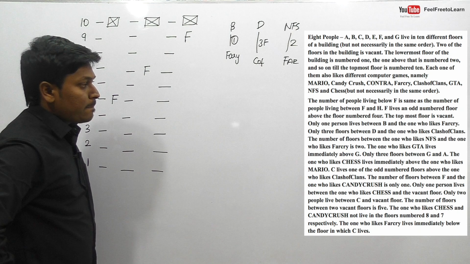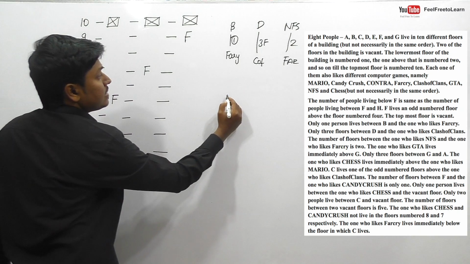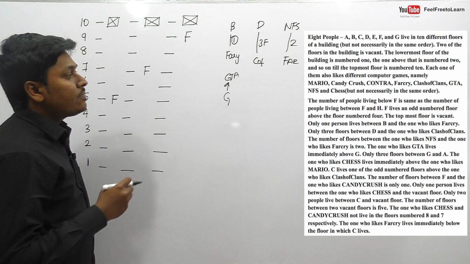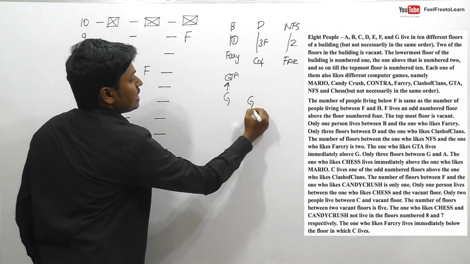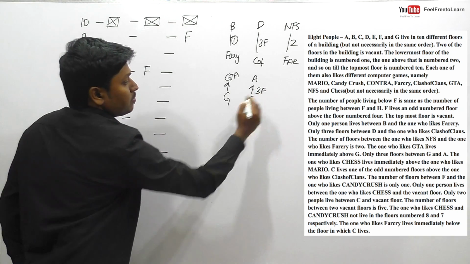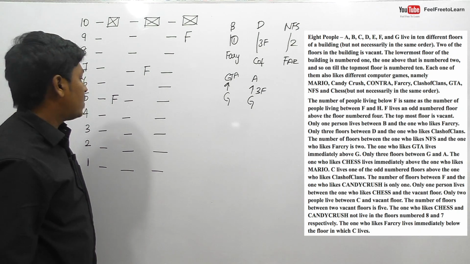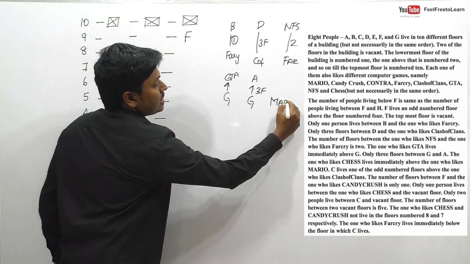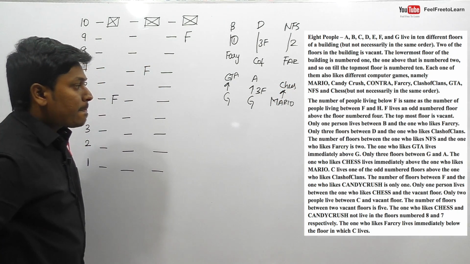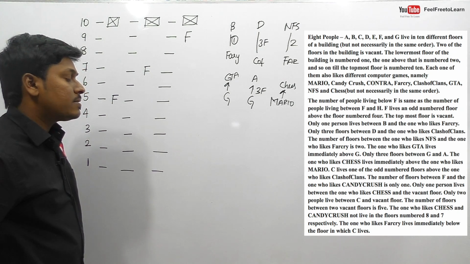Okay, next point, friends. The one who likes GTA lives immediately above G. So immediately above G, the person likes GTA. Next point is only 3 floors between G and A. So between G and A there are 3 floors, right? That is important. And the one who likes chess lives immediately above the one who likes Mario. So immediately above Mario is the person who likes chess. And C lives on an odd number floor above the one who likes Clash of Clans.